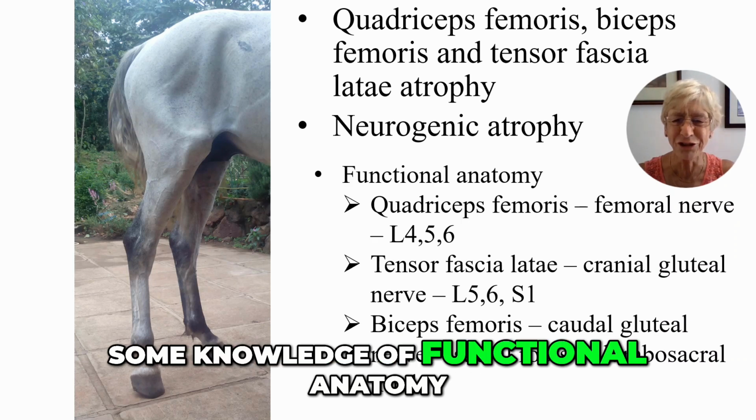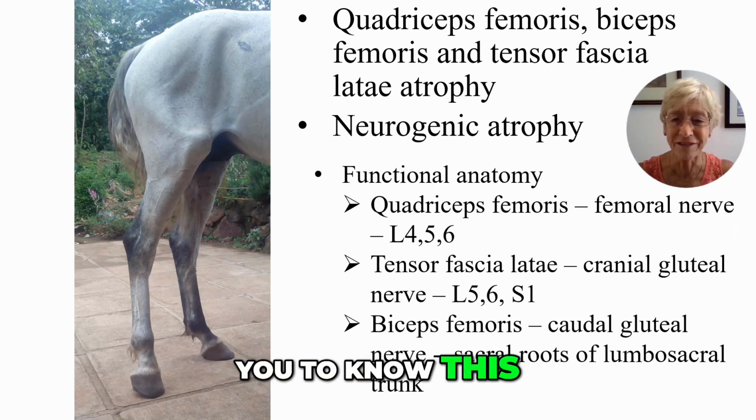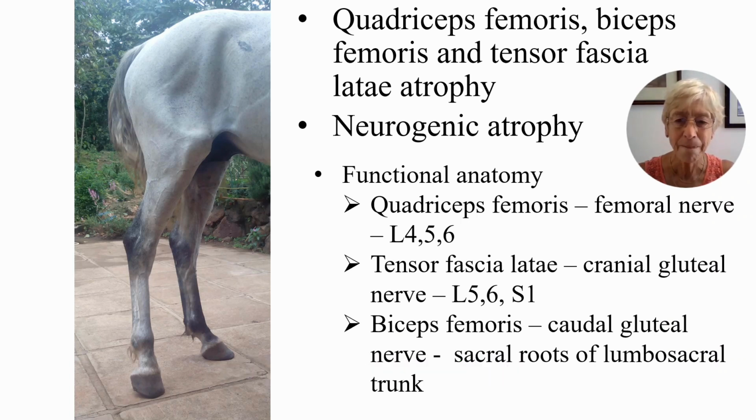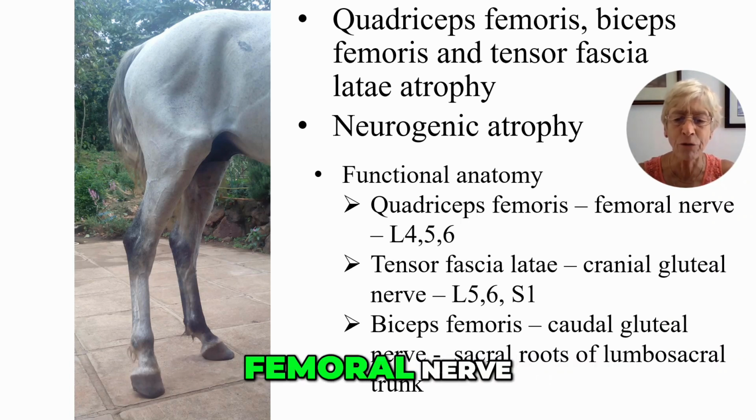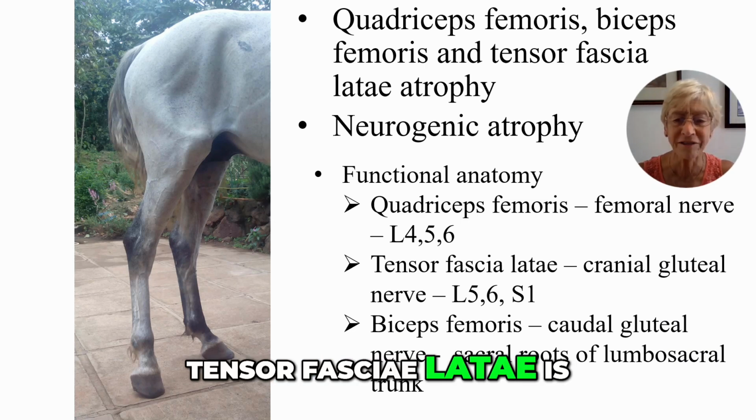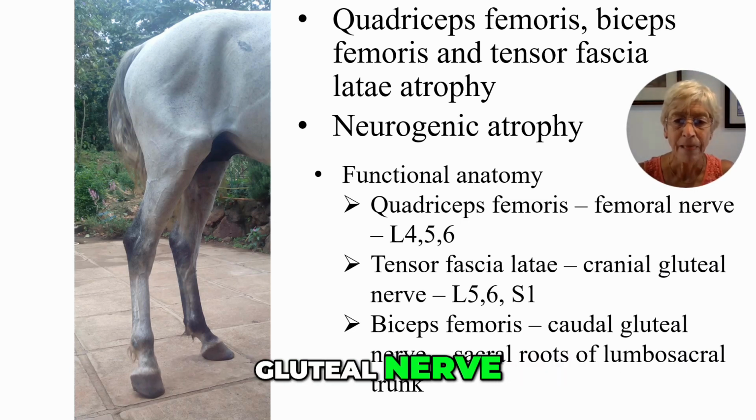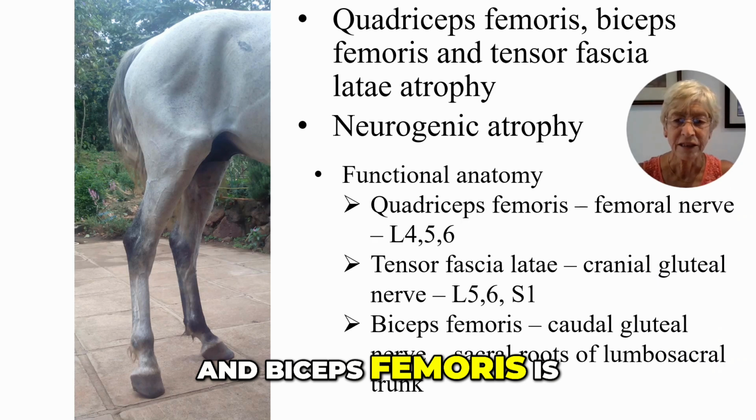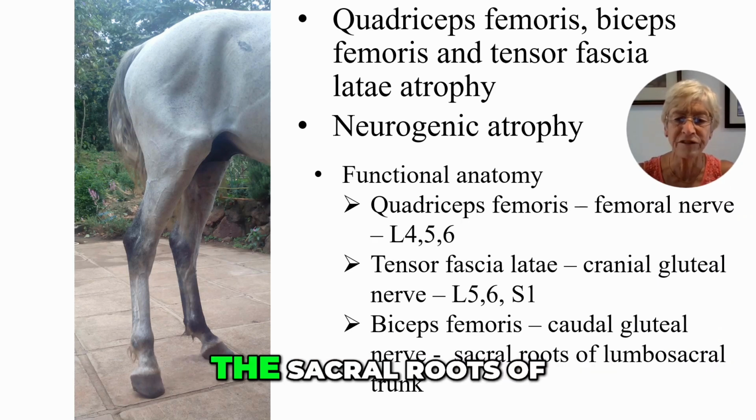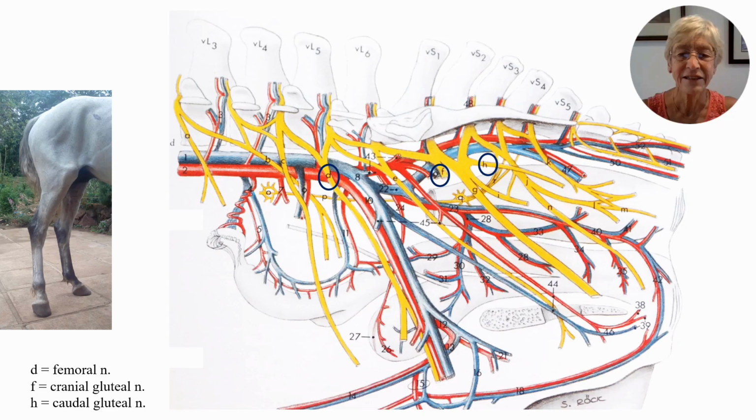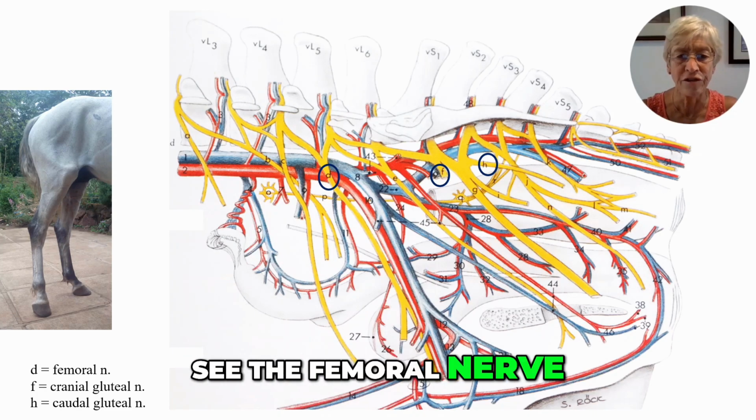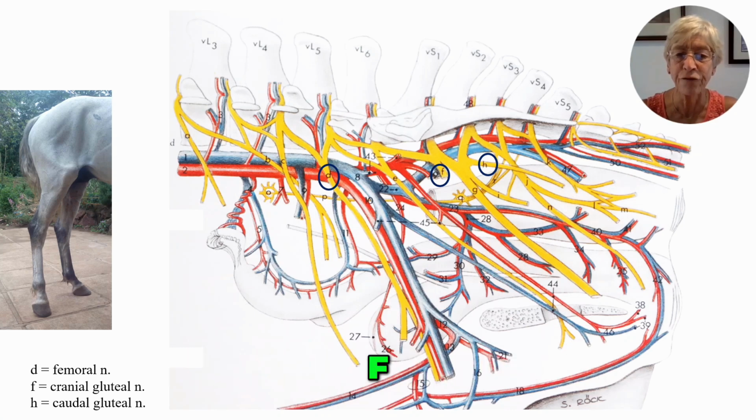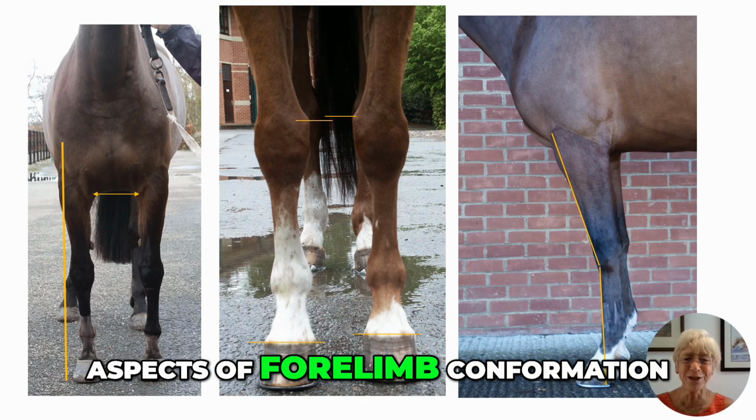We need to have some knowledge of functional anatomy, and I'm not expecting you to know this, but you need to know where to look it up. The quadriceps femoris muscle is innervated by the femoral nerve, which is derived from the lumbar 4th, 5th, and 6th nerve roots. Tensor fasciae latae is innervated by the cranial gluteal nerve, derived from the 5th and 6th lumbar and 1st sacral nerve roots. And biceps femoris is innervated by the caudal gluteal nerve, derived from the sacral roots of the lumbosacral trunk. And here we can see the femoral nerve, D, the cranial gluteal nerve, F, and the caudal gluteal nerve, N. Let's now consider some aspects of forelimb conformation.